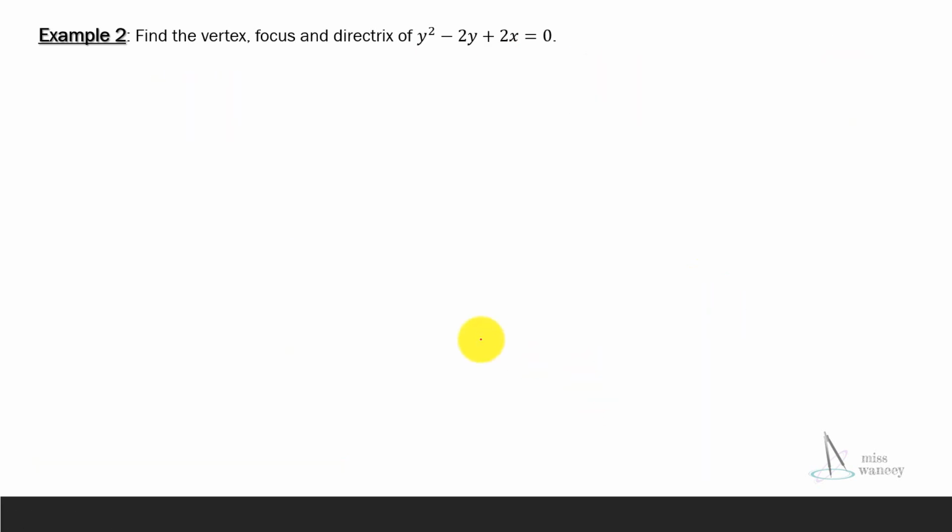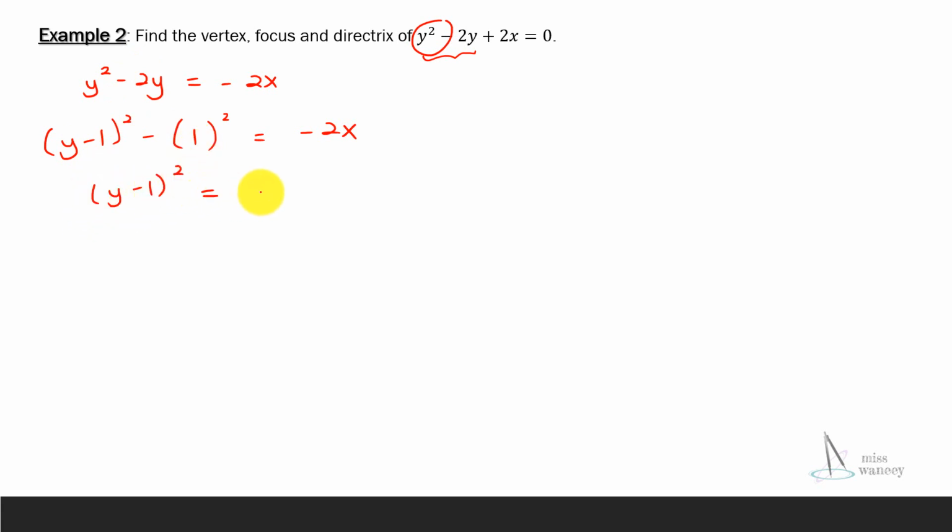Okay, so let's go to the next one. Find the vertex, focus and directrix of y² − 2y + 2x = 0. Now we can see that we have y squared on the left hand side. So other than y, everything else should go to the right hand side. So I'm going to have y² − 2y = −2x. And then do completing the square here. So bracket squared minus bracket squared equal to −2x. So this is y; −2 divided by 2 is −1, and then 1. So this one is going to be (y − 1)² = −2x + 1.